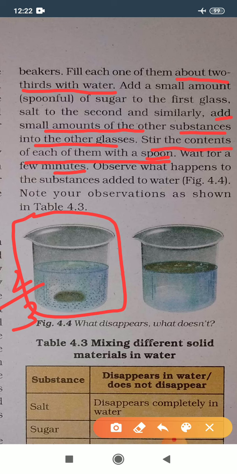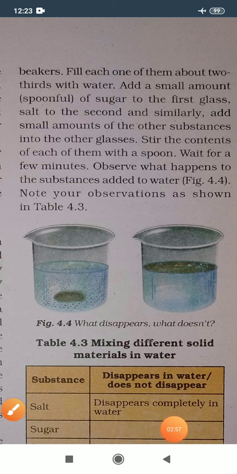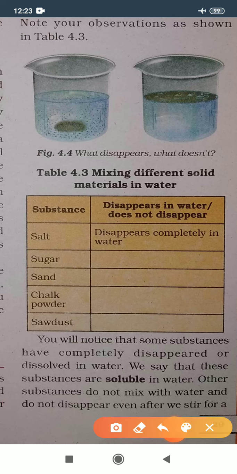Wait for a few minutes. Observe what happens to the substances added to water. Now, with the help of apparatus and material and this procedure, we need to observe this experiment. Now you can see one table is given here. With the help of this experiment, we need to fill this table. So let's start with table 4.3, mixing different solid materials in water.